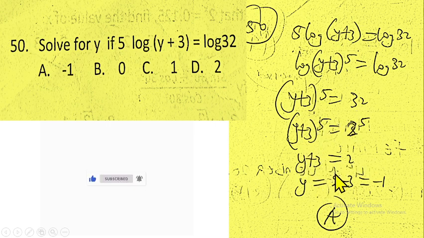So you can find the y there from collecting like terms. So y will be equal to 2 minus 6. That gives us minus 1. So option A is the correct option for question number 50.